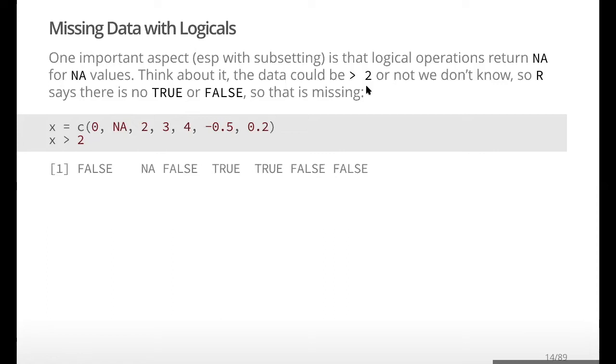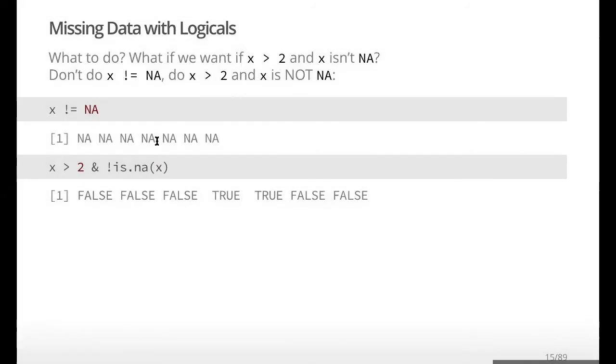Well, there's a missing value there. That value could be negative 10. That value could be 100. That value could be greater than 2. We don't know because simultaneously it could be two different things. We don't know what it is. We cannot make any assessment in this logical condition as to whether this is greater than 2 or not. So it's going to return NA.